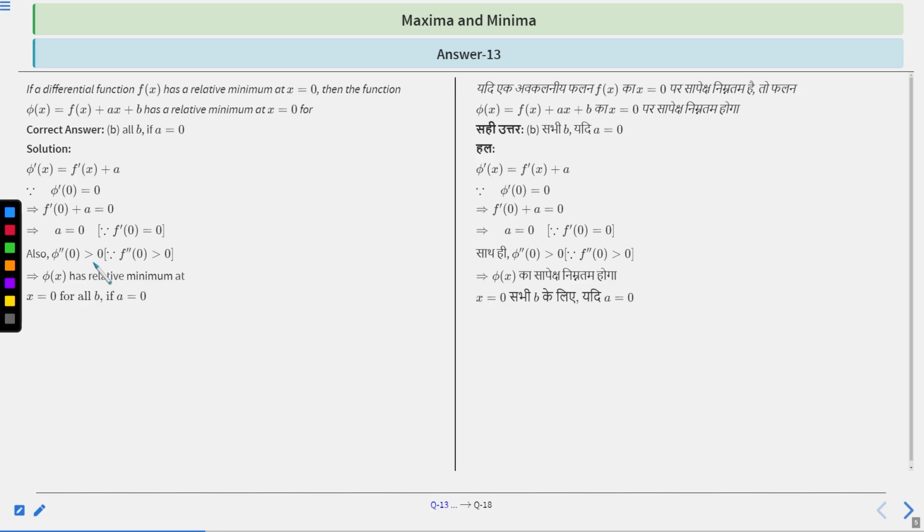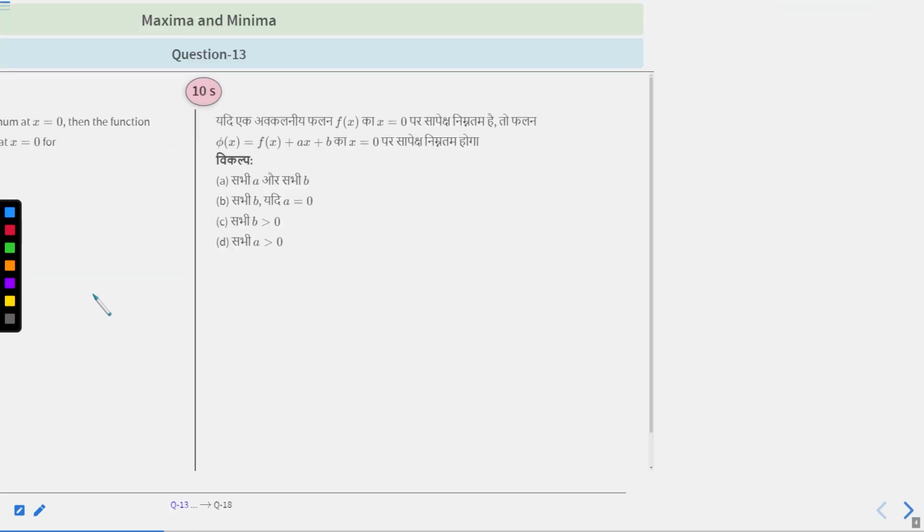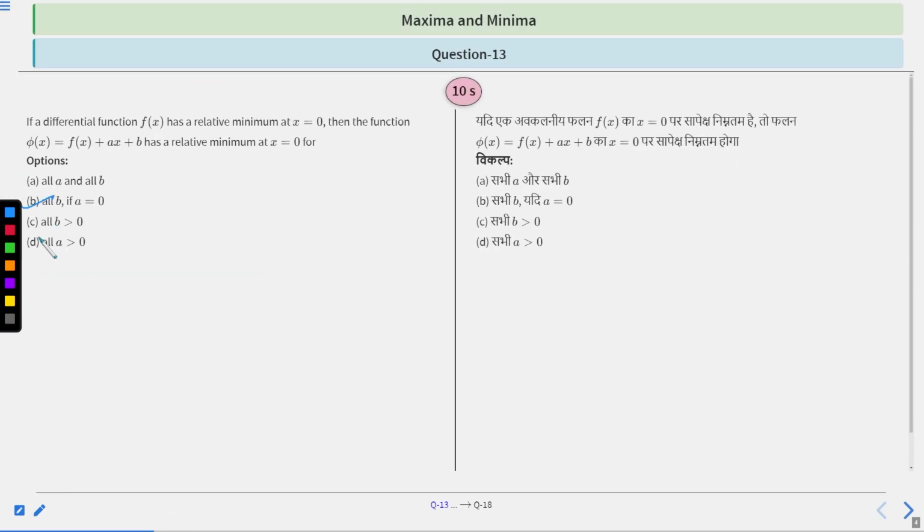Right. Also, phi double dash 0 should be greater than 0 because we have to find the minimum condition. Since f double dash 0 is greater than 0, therefore phi(x) has a relative minimum at x equal to 0 for all b if a equal to 0, right? So I think option B is the right choice. Clear? B is the right choice.